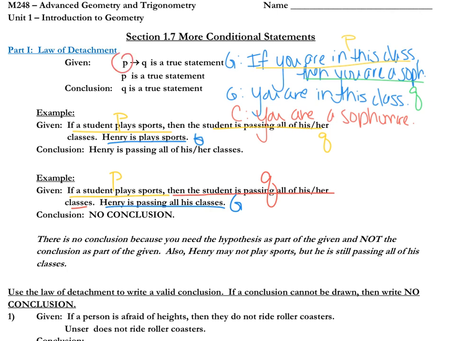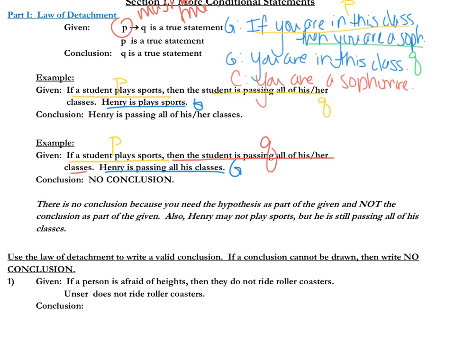So P must be true in order for there to be a conclusion. So since P did not happen, we cannot conclude that Q happened. Okay, and it kind of sums it up there right below you too. It says there's no conclusion because you need the hypothesis, which is the first part, to be true, not the conclusion as the given. Okay. Also, Henry may not play sports, but he's still passing all of his classes.